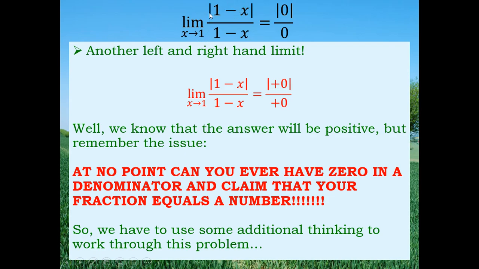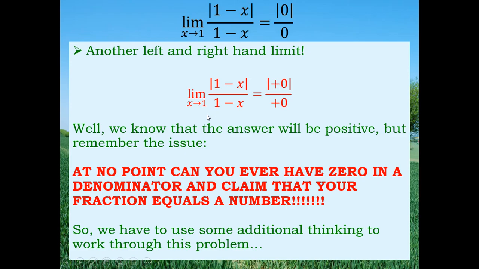The limit as x approaches 1 of the absolute value of 1 minus x, all over 1 minus x. If we plugged in 1 for x, we'd have the absolute value of 0 over 0, so another case where we need left and right hand limits. Let's take a look.